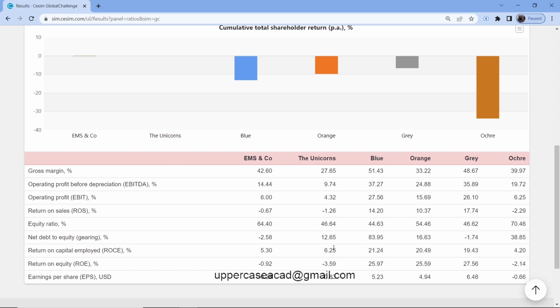My return on sales is below, except for blue, because blue and orange have more than 20%. Gray has remained with a lower margin, so that you can get 20%. Return on equity, I think I performed poorly there, but blue had more than 20%. My earnings per share, you can look at it.